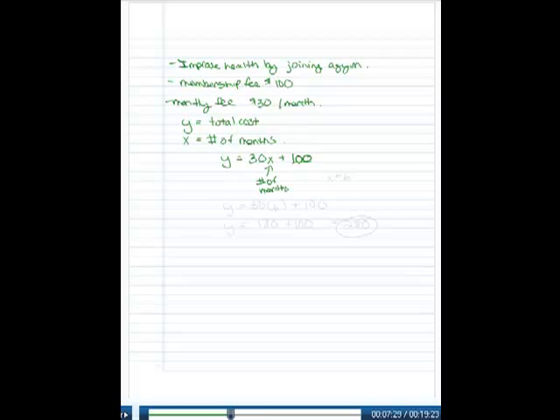But the 30 times x, if I told you I've been a member of the gym for 6 months, you'd plug in x is 6 to tell me how much did I actually pay. Well, I paid $180 in monthly fees plus my membership fee. I paid a total of $280. So that's an example of how equations would be used. Let's look at some more examples.